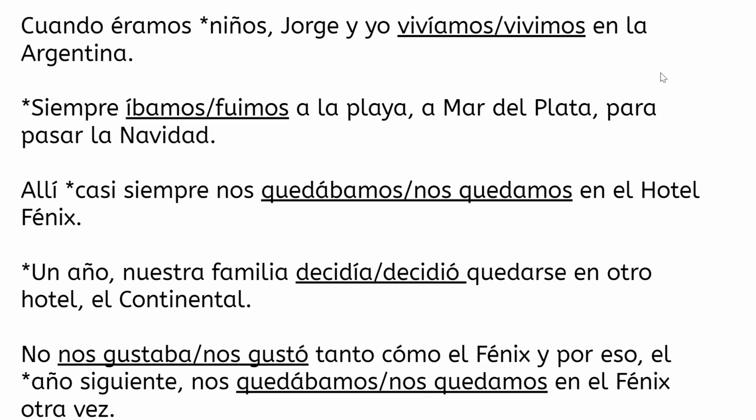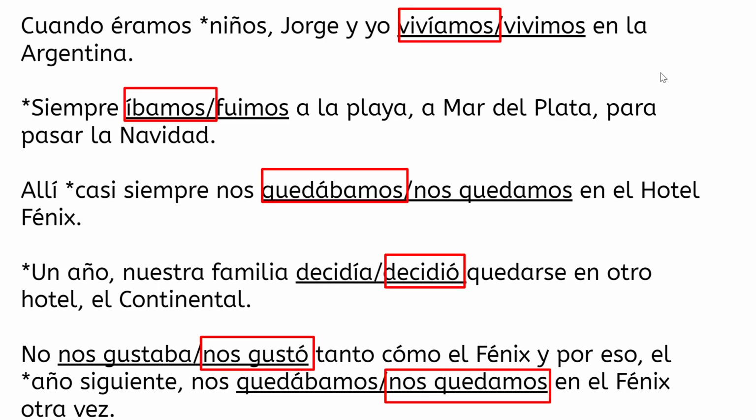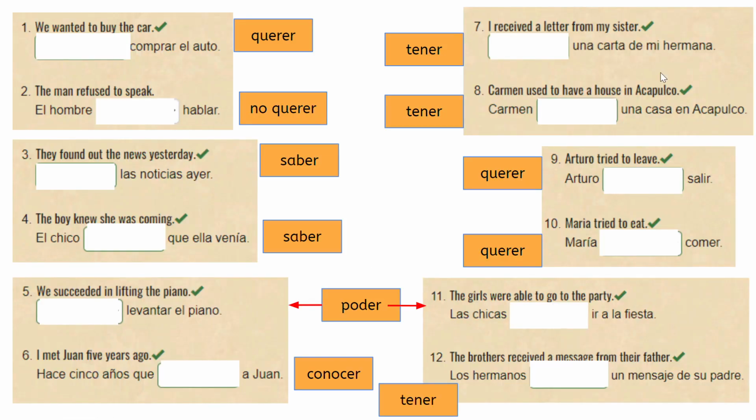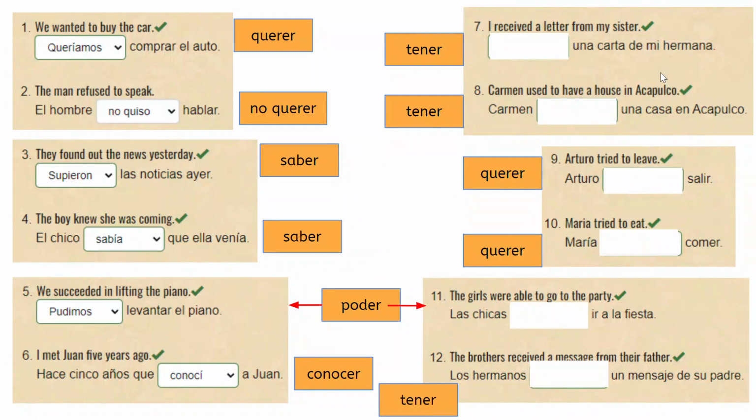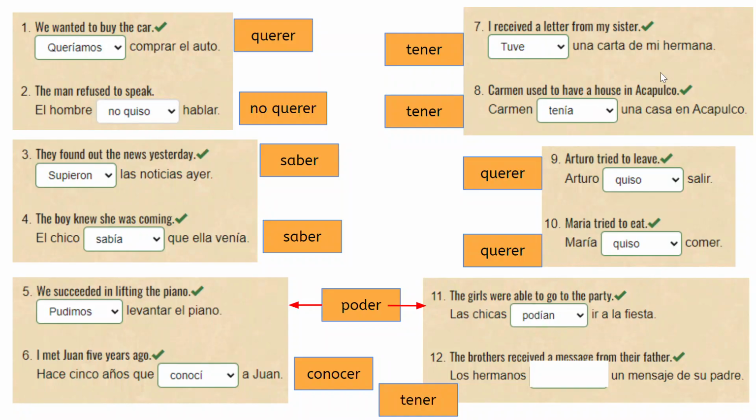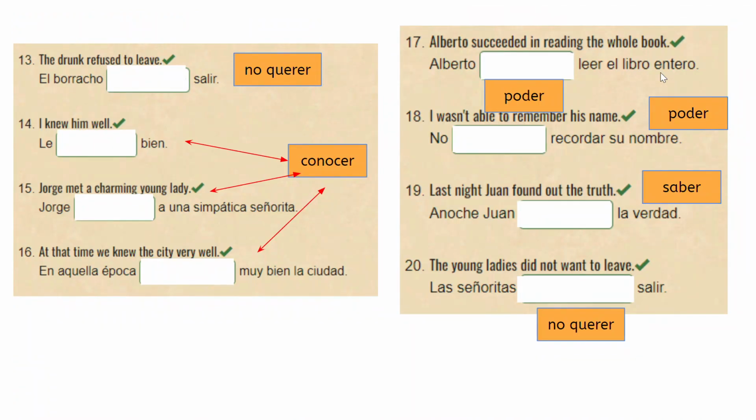Okay, one very similar. Pause the video and then see if you can decide which querer you're going to use. Queríamos, el hombre no quiso, supieron, el chico sabía, pudimos, hace 5 años que conocí, I received a letter, tuve, Carmen tenía, Arturo quiso, María quiso, las chicas podían, los hermanos tuvieron. Okay, pause, fill in your blanks.